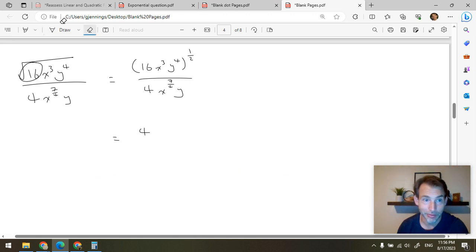In other words, that's why I was like, oh, we could skip steps, but let's not. x to the 3 to the 1/2 is x to the 3 over 2. We multiply the exponents. 3 times 1/2 is 3/2. And then 4 times 1/2 is 2. So this is just y to the 2 divided by all this stuff that's on the bottom, 4x to the 7 over 4 y.